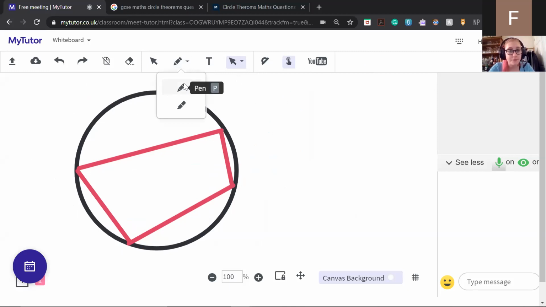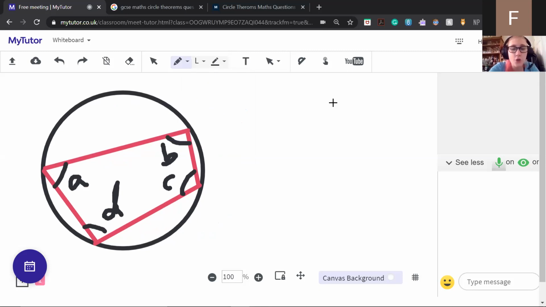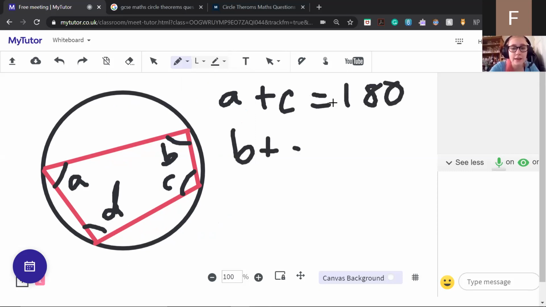So I guess if this one's x, in fact, I'll just label them different things and we can say things about them. So we'll call them A, B, C, and D. So the informal way of writing this is that angle A plus angle C is 180, and angle B plus angle D is 180.